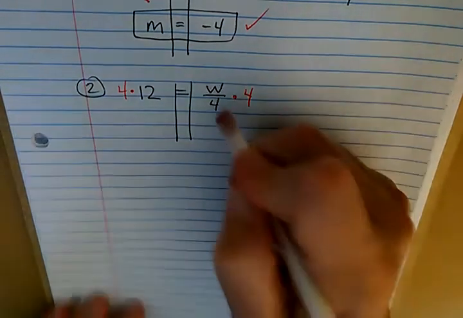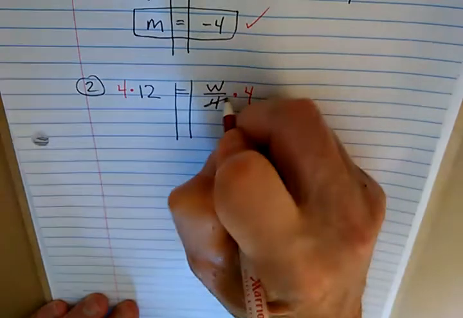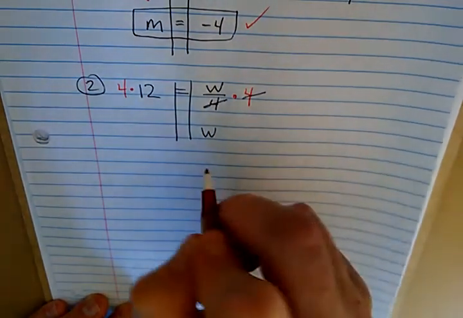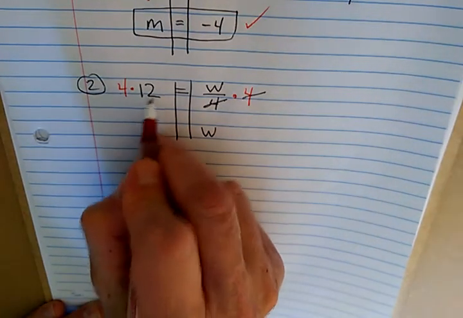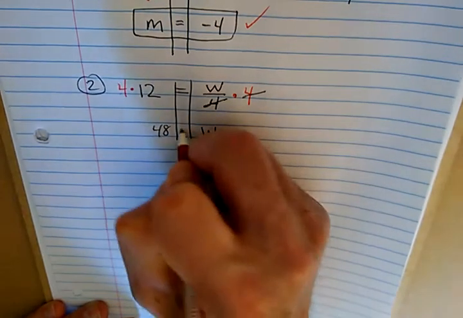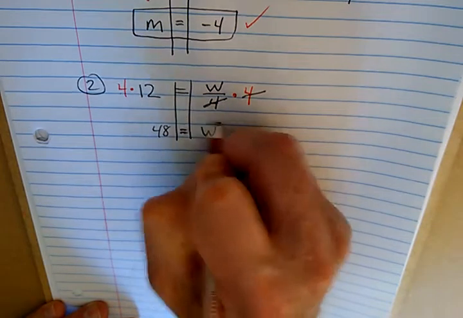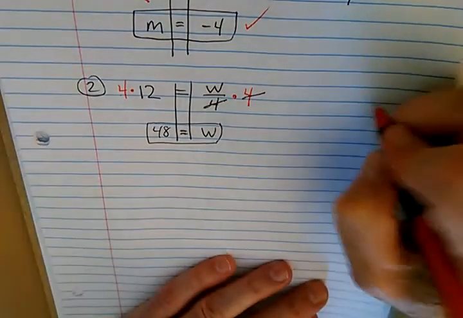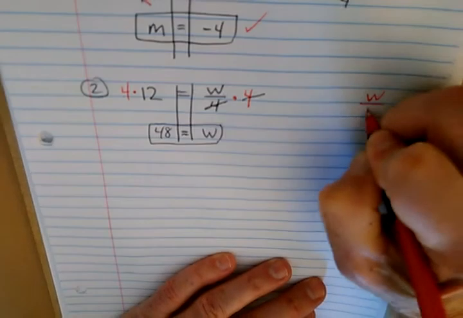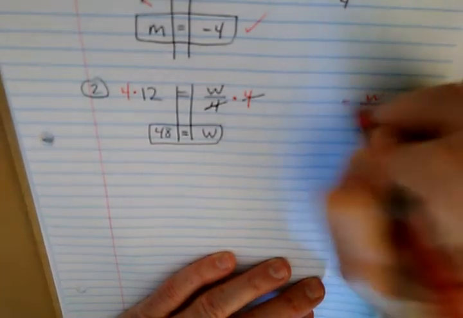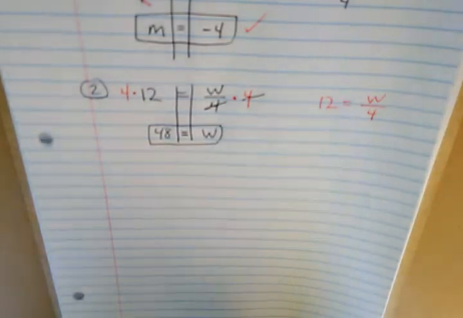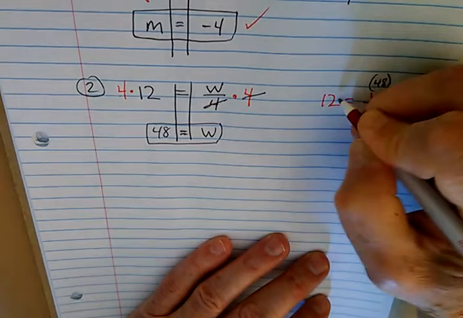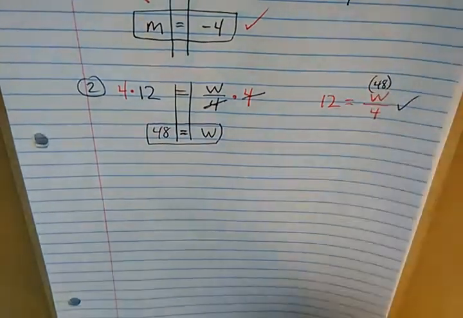When you have a divide by 4 and a multiply by 4, they cancel each other out. So all you're left with is that 1w, which is what you want, because you want to know what 1w equals. 4 times 12 is 48, so 48 equals w. W is the same thing as 48. And you can check it because the original problem was w over 4 equals 12. And if we put 48 in for w, 48 divided by 4 does equal 12. Yeah, that works. It checks.